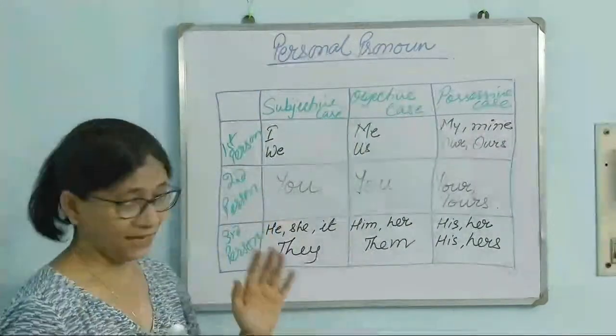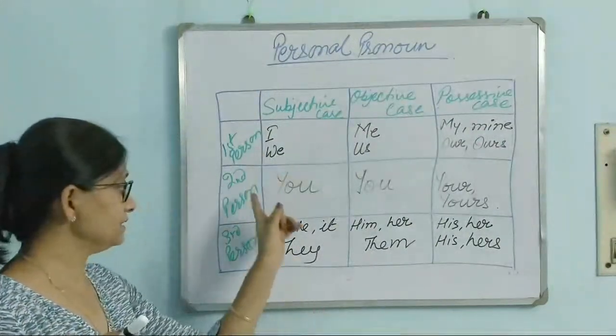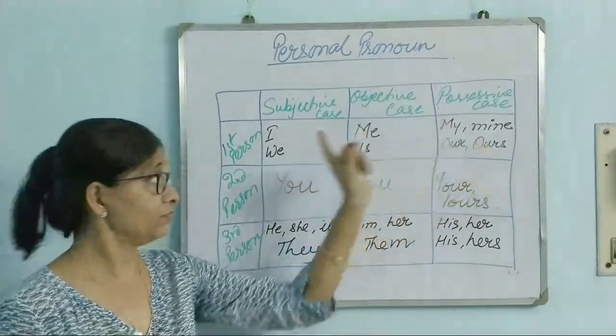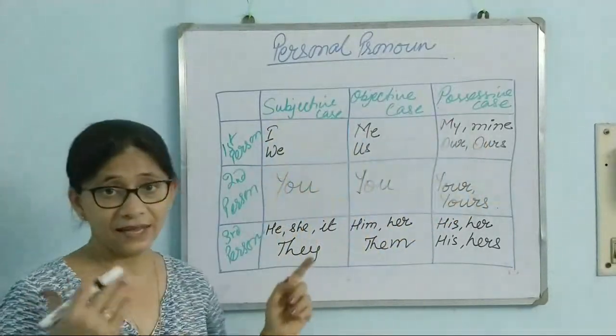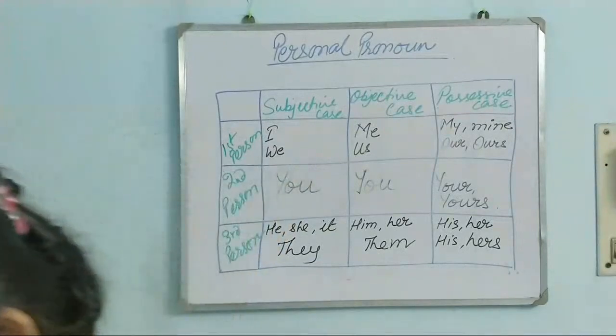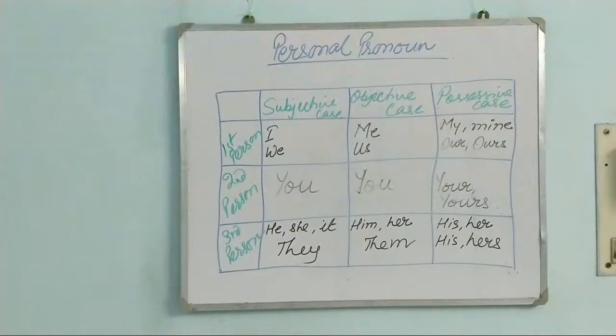So, I hope you have understood this. First person, second person, third person. Subjective case, objective case, possessive case. First person, subjective case is I, we. Then first person objective case is me, us. Possessive case is my, mine, our, ours.